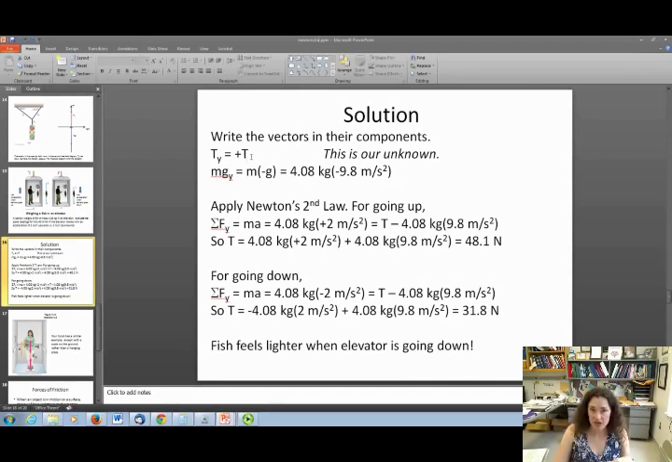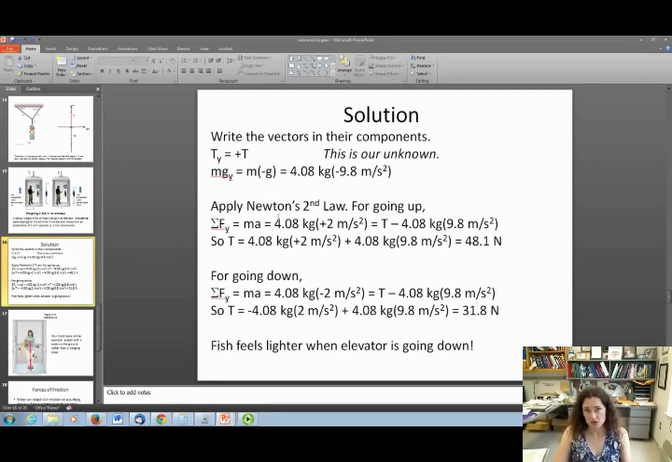Now we have the tension up, and then we have the force of gravity acting on the fish. The y component of that would be m times negative g, which in this case we do know. The mass of the fish is 4.08 kilograms, and gravity is negative 9.8 meters per second squared. Remember that it's negative because it's acting down, and this is our negative y component. All right? Now we have our vectors.